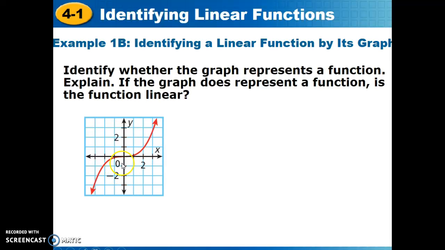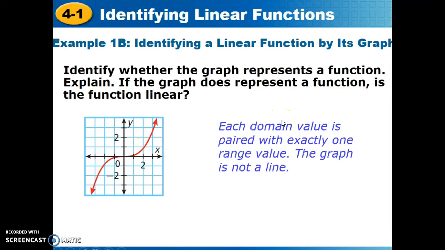But to tell whether it's a function or not, we go to each x value, and indeed, we see only one y value. At -2, we're at -1. At -1, we're a little past -1. 0, 0, 1, a little more than 1. At 2, we're almost to 1, etc. Each x value has only one y value, but it is not a linear function.